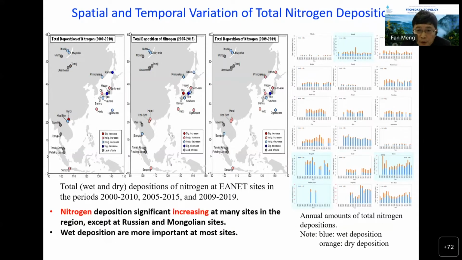This chart is for nitrogen deposition. You can see nitrogen deposition is significantly increasing at many sites, except Russia and Mongolia sites. You can see many red dots, especially in the last 10 years, slightly increasing. This is a problem, and maybe we need to pay more attention. On the other hand, most nitrogen deposition is wet deposition, meaning this is more of a regional problem, not a local problem.